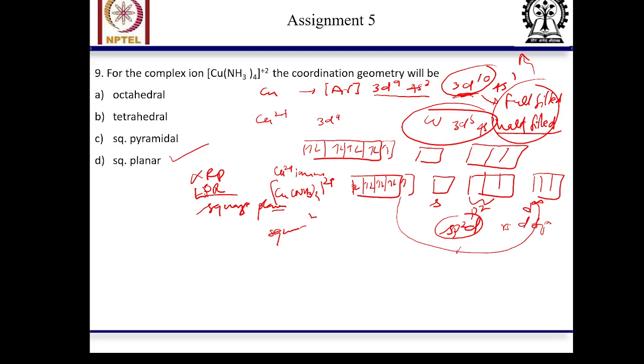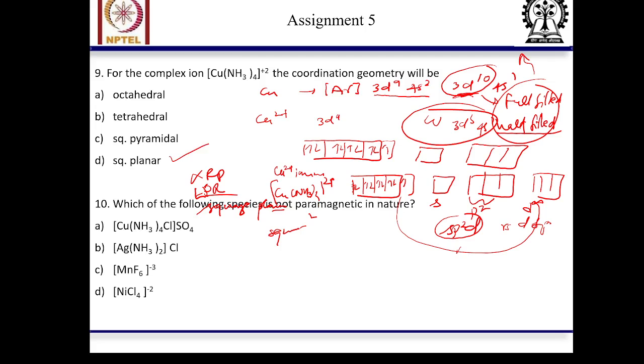This is question number 9. Which of the following species is not paramagnetic in nature? So not paramagnetic means it should have zero unpaired electrons. So we have to see where we can find that zero unpaired electron. Now what is the... I think Cl will not be there here.